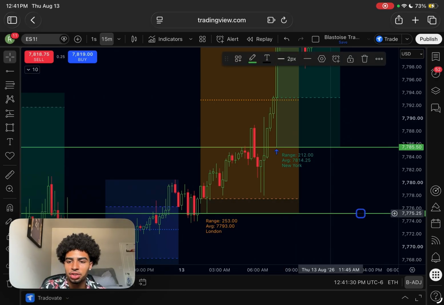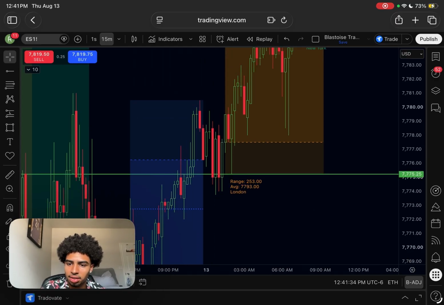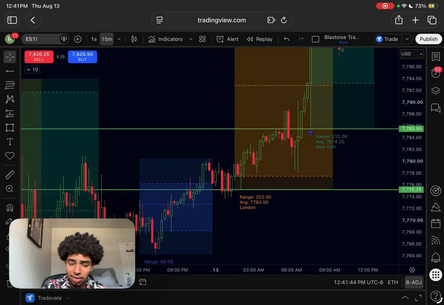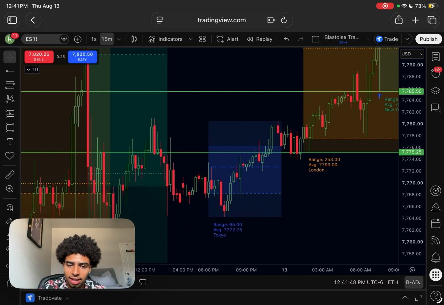Remember, if you have to zoom in, make sure everything's accurate, because that's what's going to give you the most precision. It's going to make your trades clean. Even if it's off by a little bit, you just cannot have that wrong. And for the Asia session low, we have this one right here.